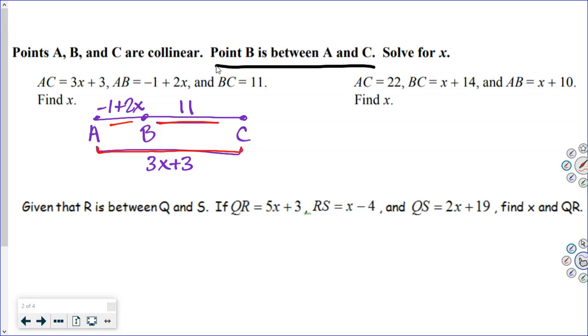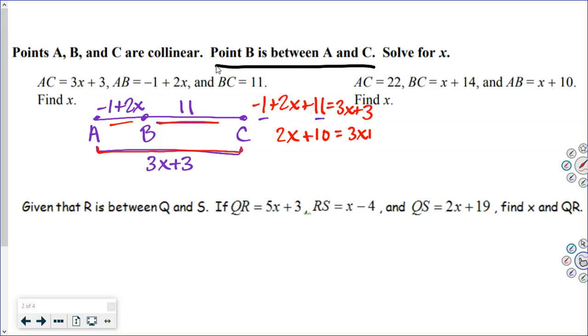So all I need to do at this point is to write out an equation that says -1 plus 2x plus 11 equals 3x plus 3. From that point, it's just an algebraic equation, so it's nothing new from what you've learned in the past. So now when I look at this, I recognize that I have a -1 and an 11. I have like terms that I need to combine.